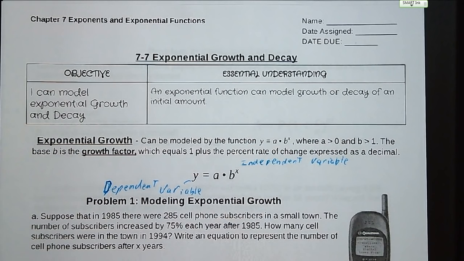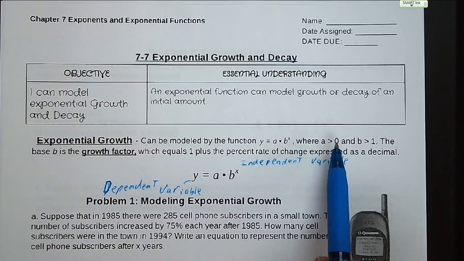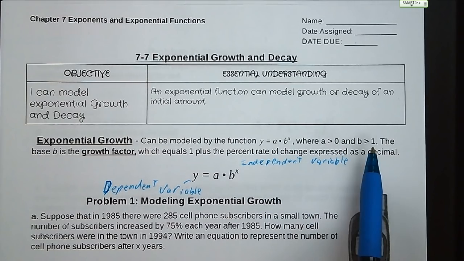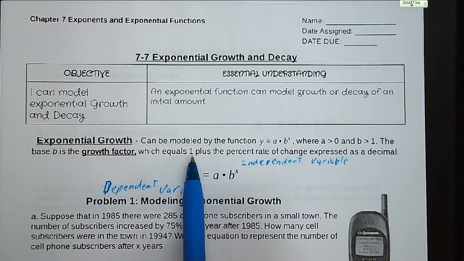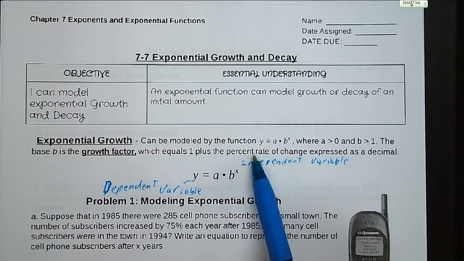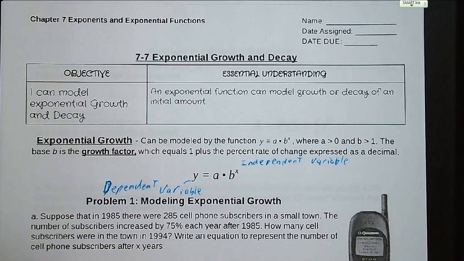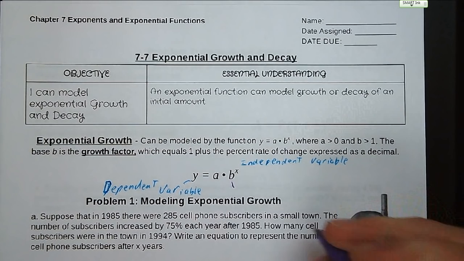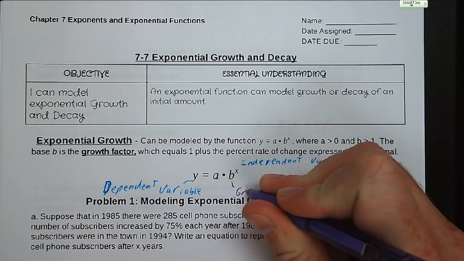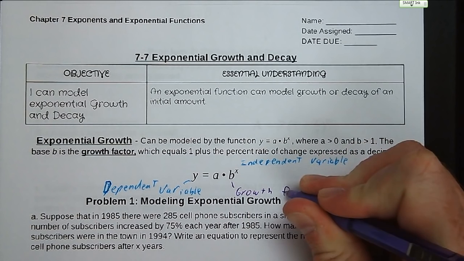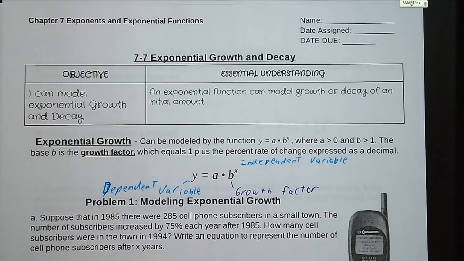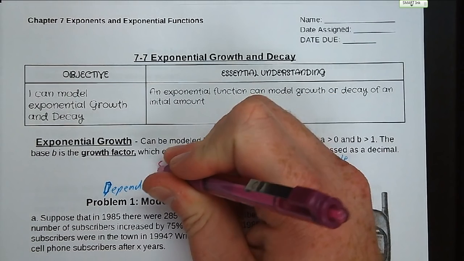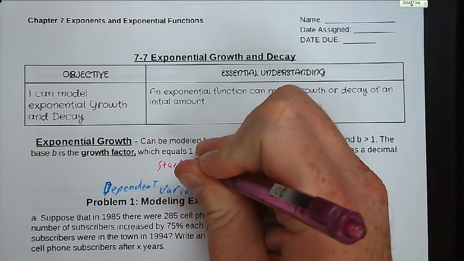All right, now exponential growth can be modeled by the function y equals a times b to the x, where a is greater than 0 and b is greater than 1. The base b is the growth factor, which is equal to 1 plus the percent rate of change expressed as a decimal. So b is our growth factor, that is how much we're increasing by every single time. And a is our starting amount.